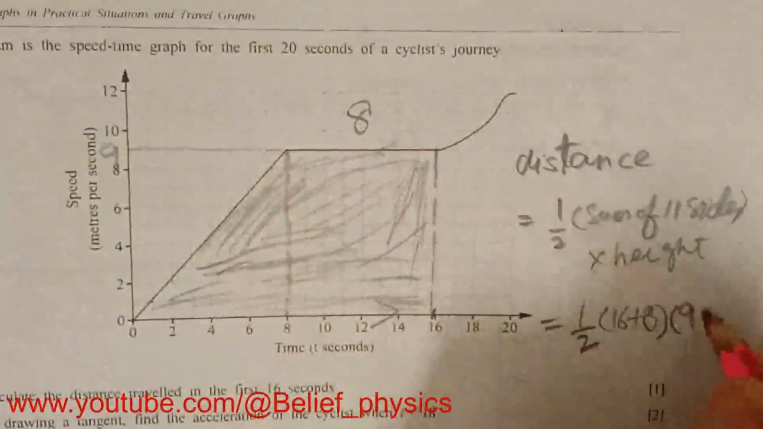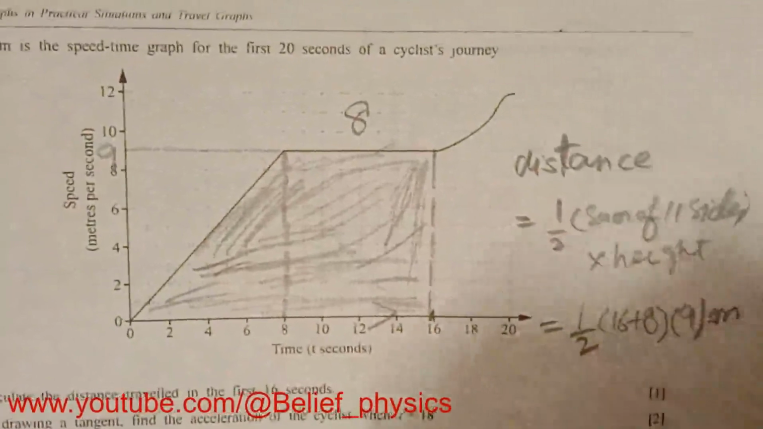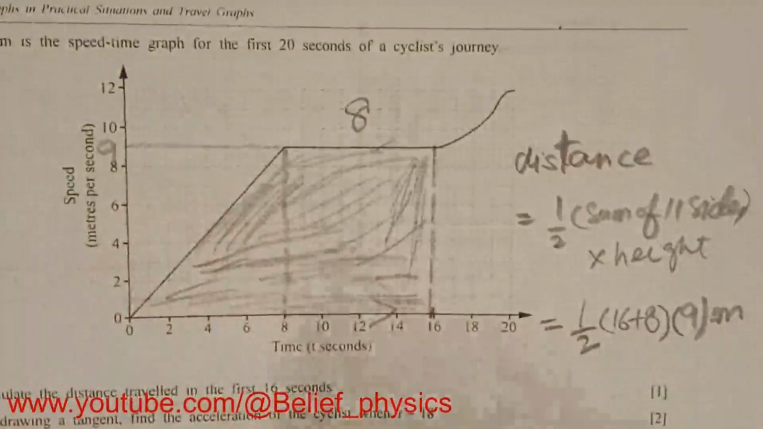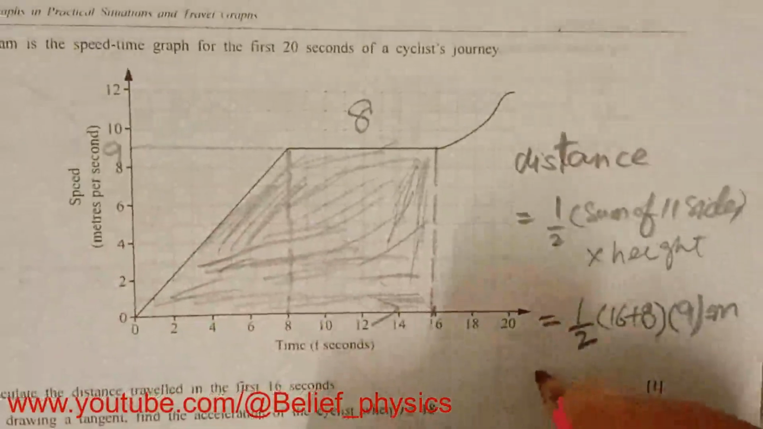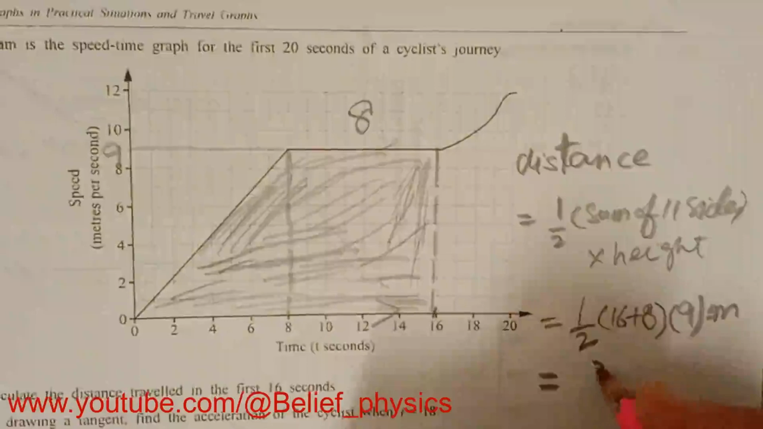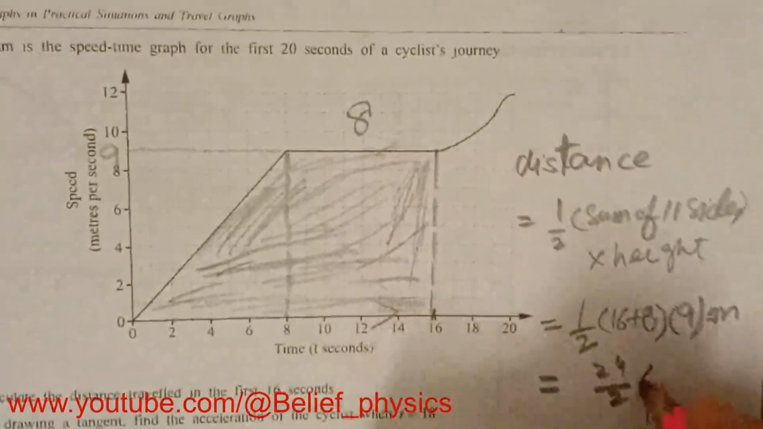So I put 9 here, and the answer will be in meters, because this is meters per second and the seconds cancel, so the answer will be in meters only. So this will be equal to 16 plus 8 is 24. So 24 over 2, because this is 1 over 2, into 9.